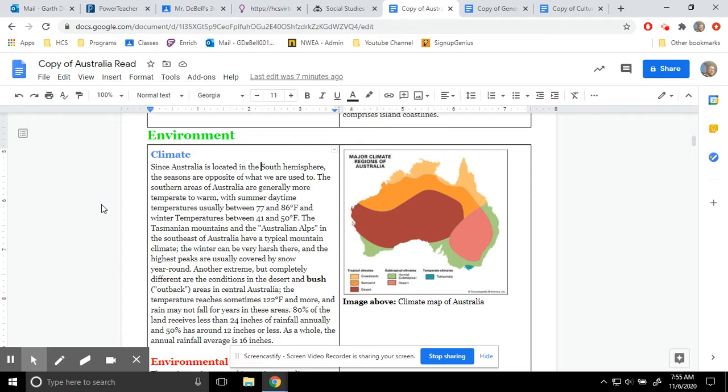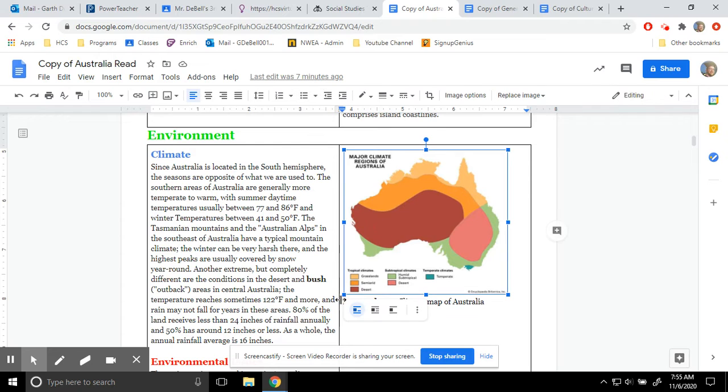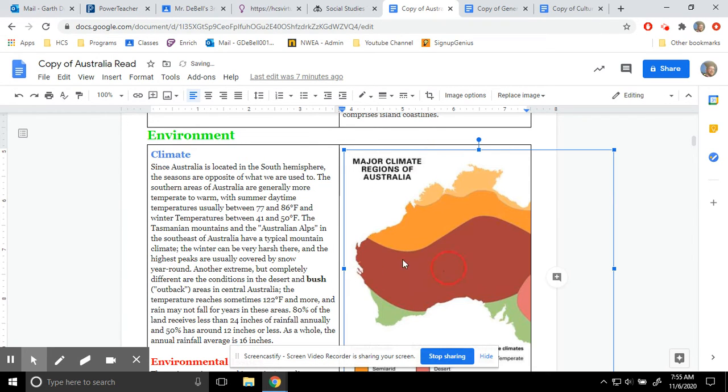All right, so what that means is that your climate is different depending on where you are. You can see down here, like the picture, you have desert is kind of this maroon-ish color, right? So you have desert here, and this is a tropical area. The other one here, and let me blow up this image real quick so we can see better.